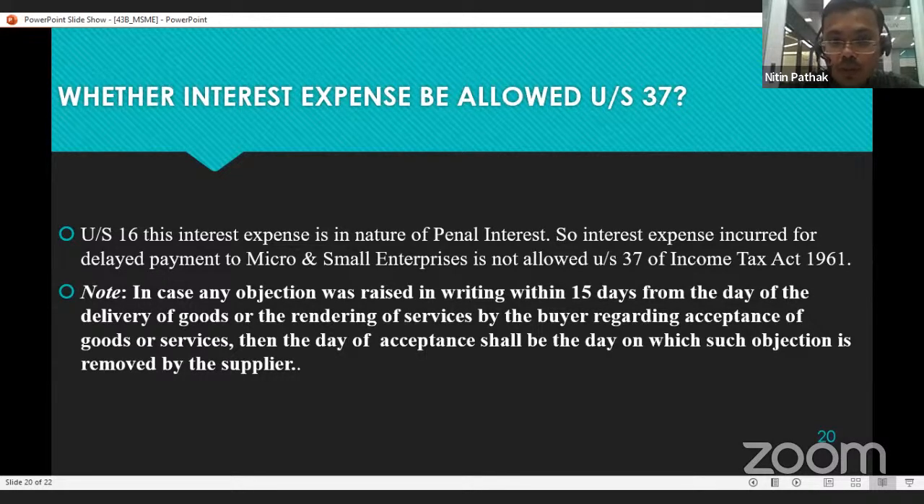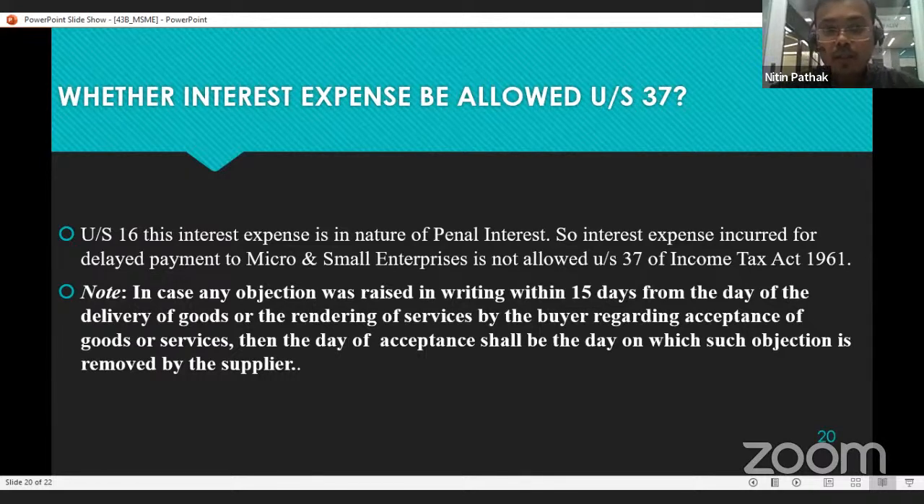In case any objection was raised in writing within 15 days of the date of delivery of the goods or rendering of the service by the buyer regarding acceptance of the goods or services, then the date of acceptance shall be the date on which such objection is removed by the supplier.